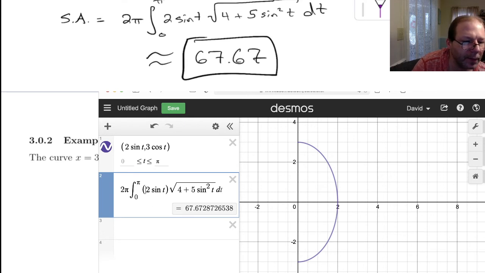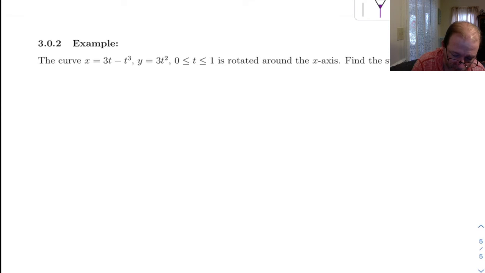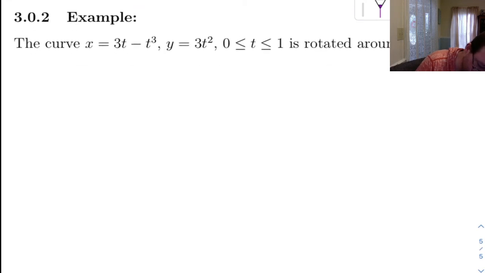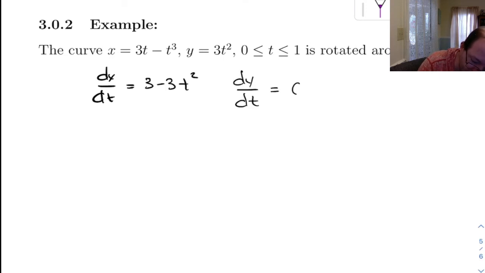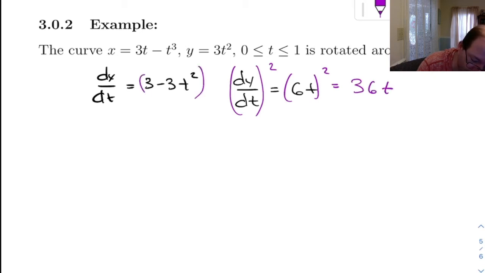All right, let's look at this next example. This curve is rotated around the x-axis. Find the surface area. Okay, so again, let's do dx dt and dy dt and come up with our ds. Dx dt is going to be 3 minus 3t squared. Dy dt is going to be 6t. Then I'm going to square all this. I get 36t squared. I square this, I get 9, and twice the product, 3 times 3 is 9, times 2 is 18.